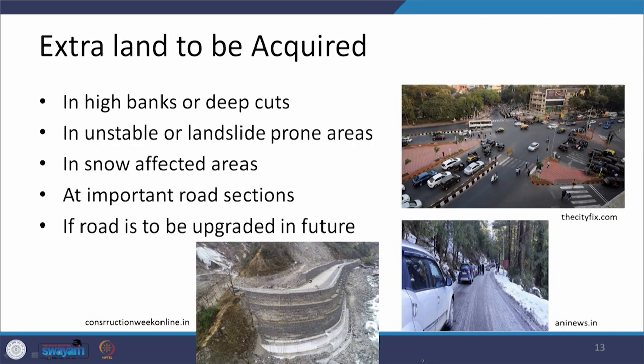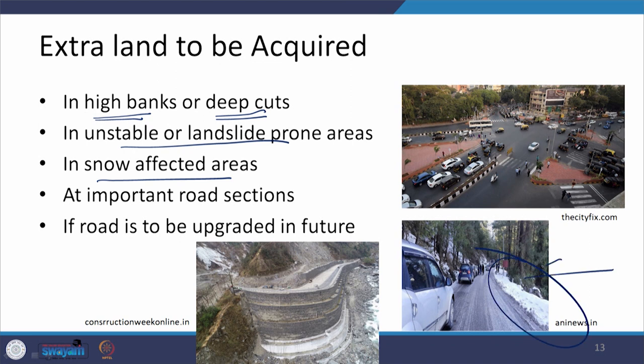Now, when we are looking at this extra land, there are very specific cases where this extra land has to be taken into consideration. As I said previously also, in the case of high banks or deep cuts, we should have extra land. When we are talking about unstable or landslide prone areas, then also in snow affected areas, because when the snow is there and it is being removed from the surface, it is accumulated on the sides, as you can see in this photograph. So, we have to take care of all of these conditions, then only this path is going to be workable or become functional for the movement of traffic or vehicles.